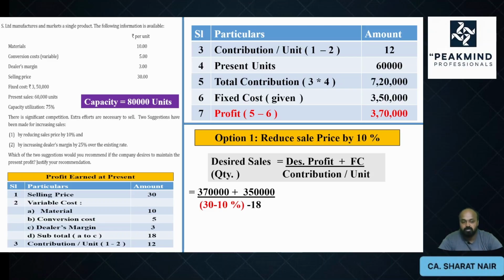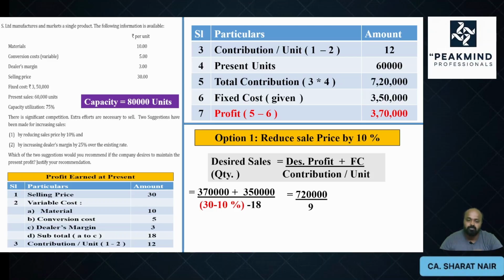In the first option given to us, the selling price is decreasing by 10%. So the current selling price is 30, minus 10%. The revised selling price will fall by 3 rupees, to 27, and my variable cost of 18 rupees will remain intact. So what will happen? My contribution will fall down to 9 rupees. So 7,20,000 divided by 9.